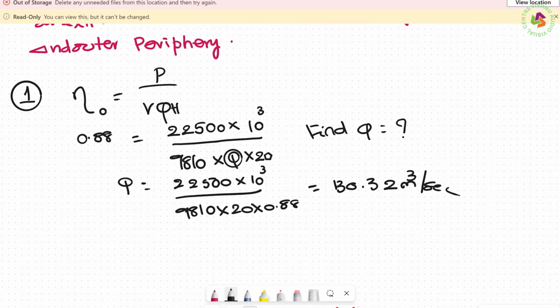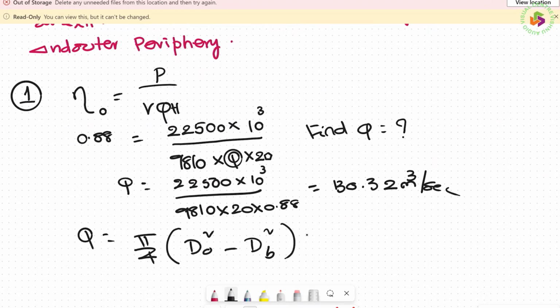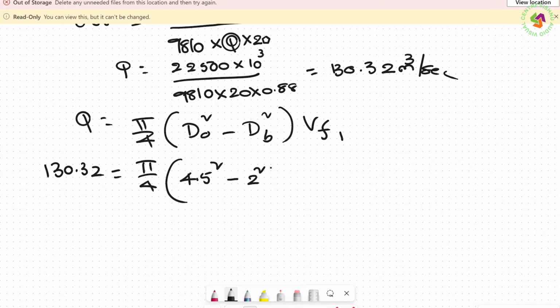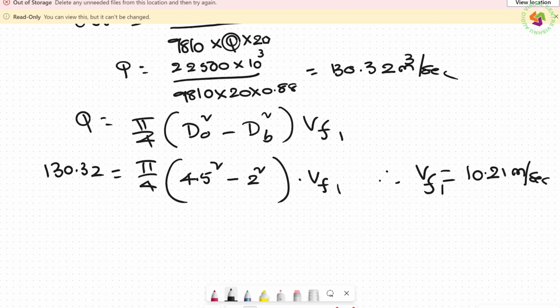Once that is known, we know the relation Q is equal to pi by 4 into D0 square minus Db square into Vf1. Already D0 is given. So Q is equal to 130.32, equal to pi by 4 into 4.5 square minus 2 square into Vf1. Therefore, Vf1 is equal to 10.21 meters per second. So this is the second calculation after Q. So Vf1 is also obtained.